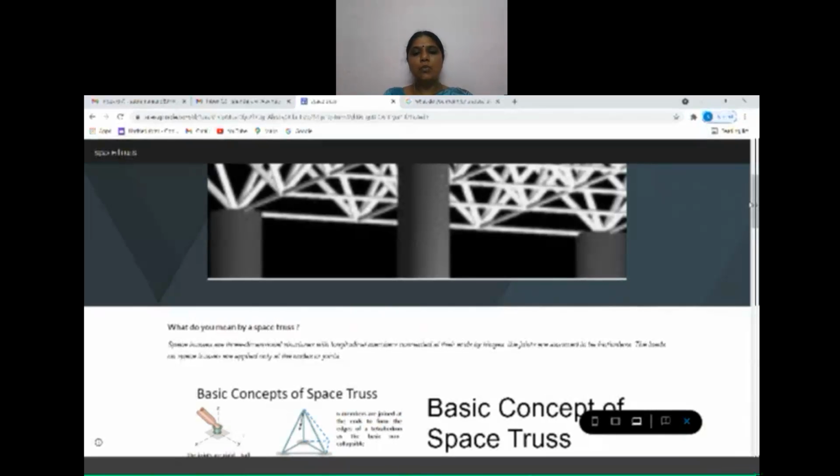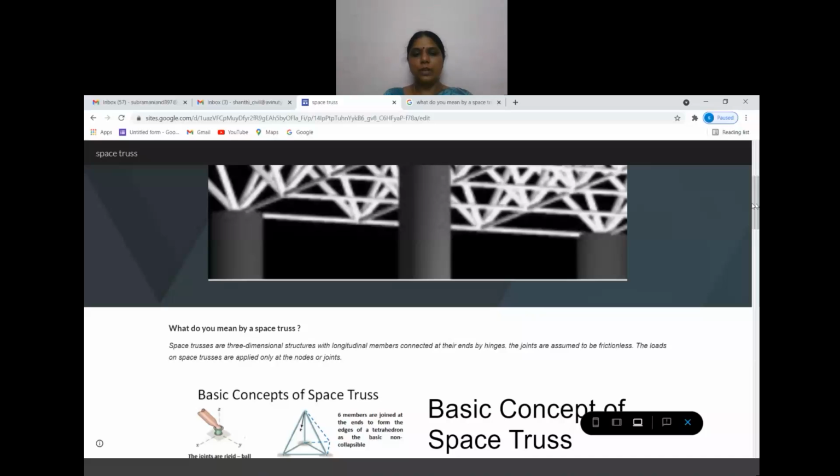Now let us see what the space truss is. We have two types of truss, 2D truss and 3D truss. A two-dimensional truss can move either in the x direction or in the y direction, whereas a 3D truss can move in all three directions, Fx, Fy and Fz.